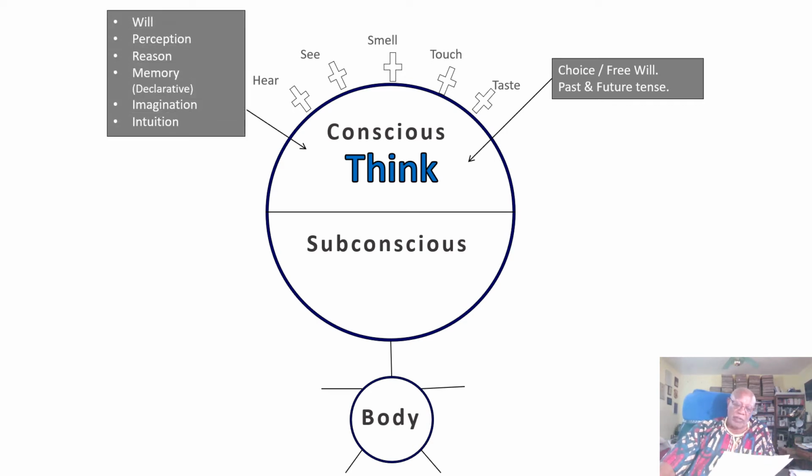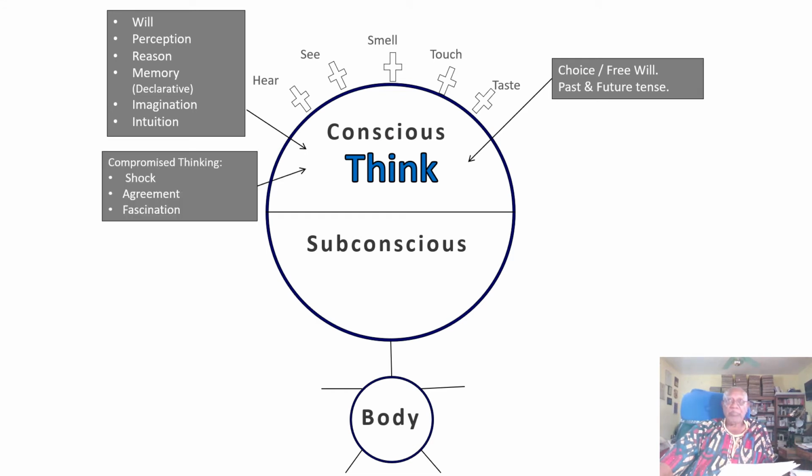Our higher level of intellectual thinking involves the use of will, perception, reason, imagination, intuition, and memory. This is sometimes called the explicit memory, the intentional recollection of factual information, previous experience, and concept. Through the conscious mind, we also have the ability of what is called compromise thinking.